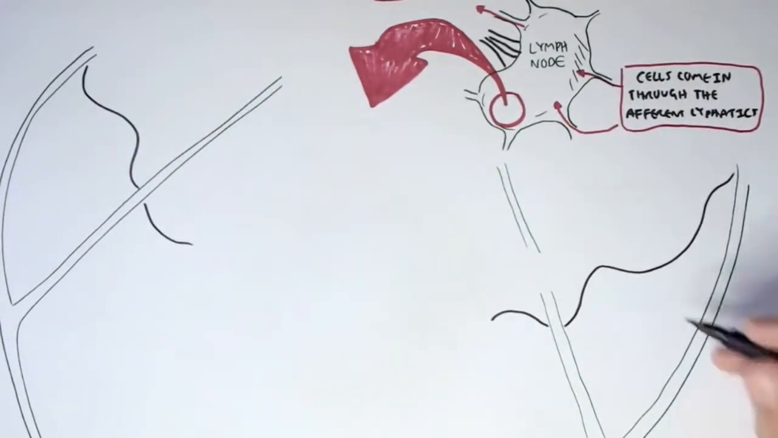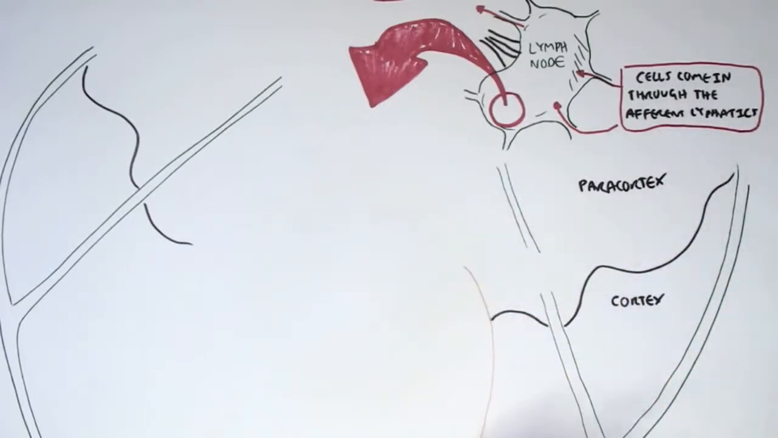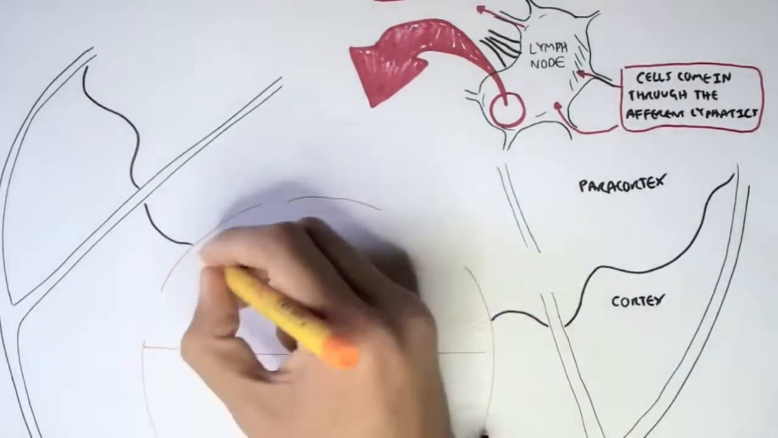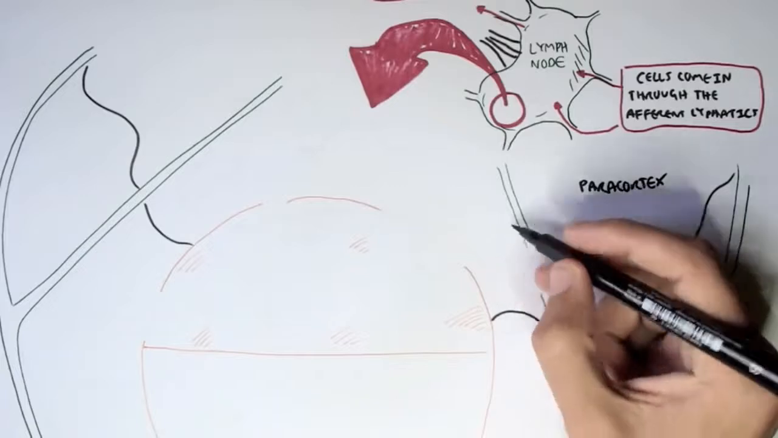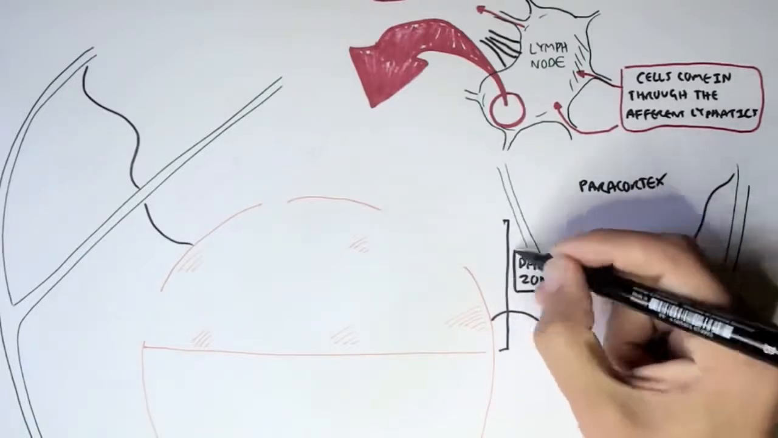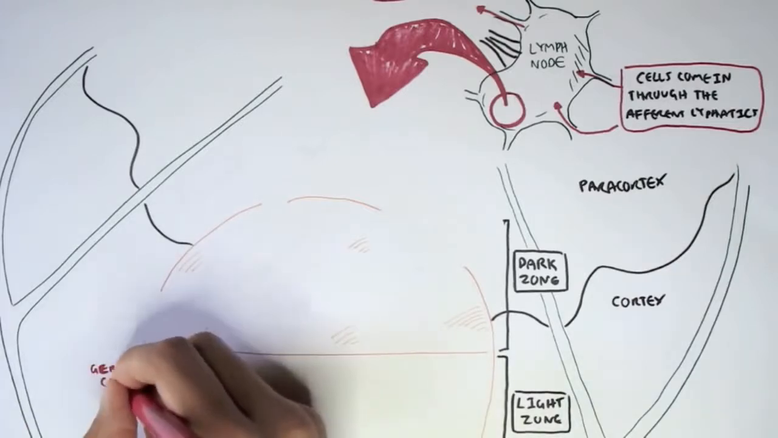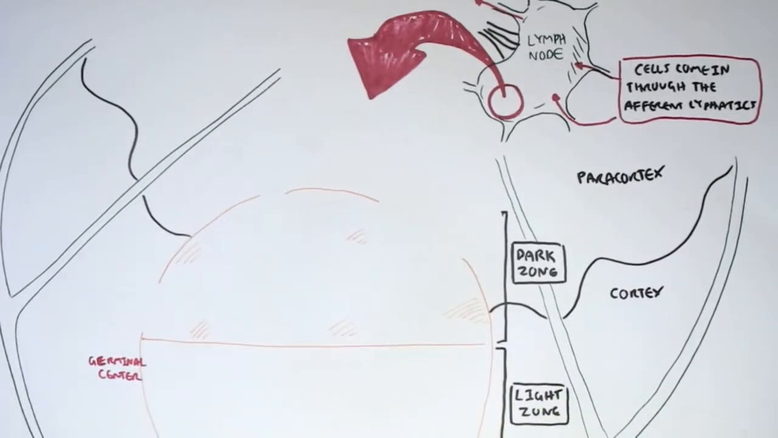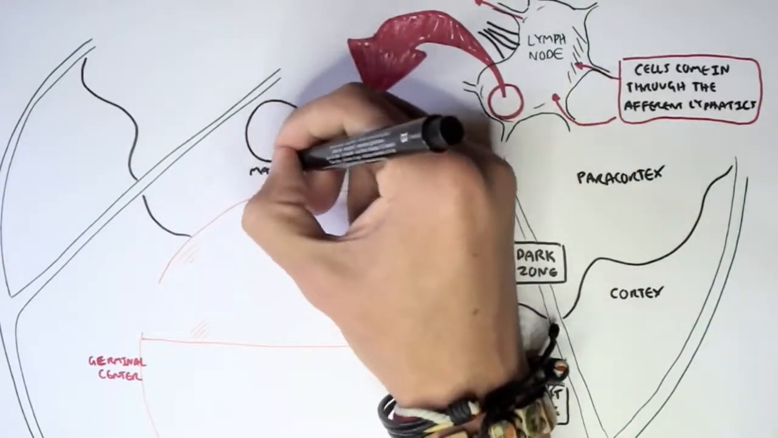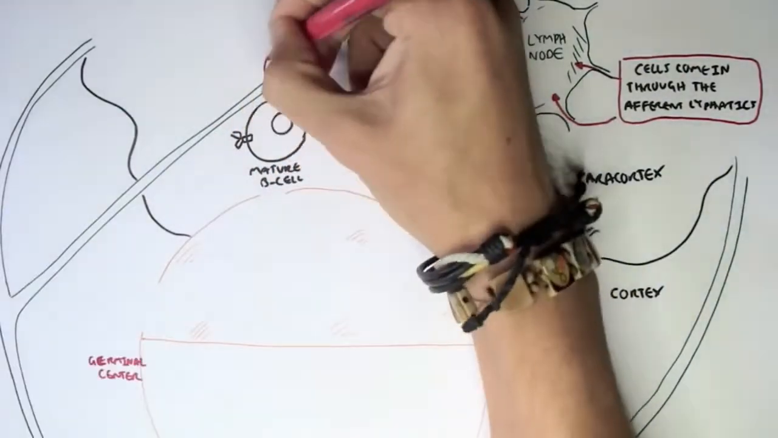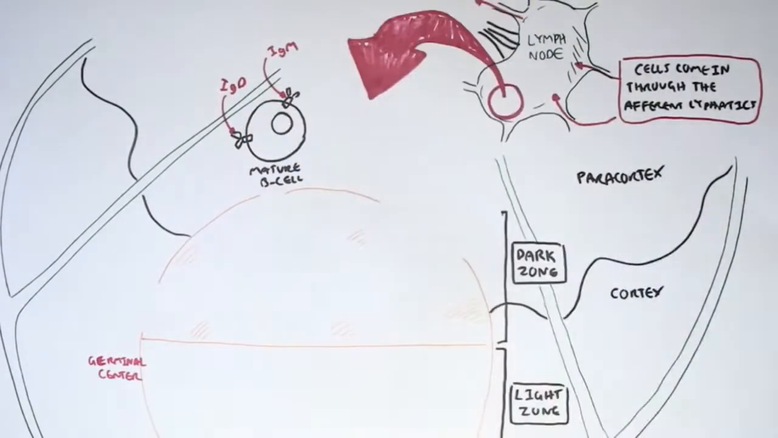So in the lymph node, we have certain designated areas. The cortex, which is usually abundant in B cells, and the paracortex, usually abundant in T cells. Now within the lymph node, we have areas called the germinal center, and the germinal center consists of a dark zone and a light zone. Now, the immature B cell, when it goes to the lymph node, becomes a mature B cell. And at this stage, it can express not only IgM, immunoglobulin M, but immunoglobulin D antibodies.